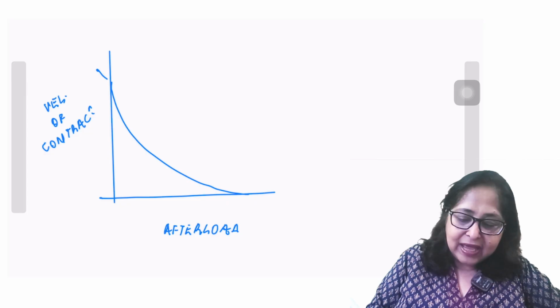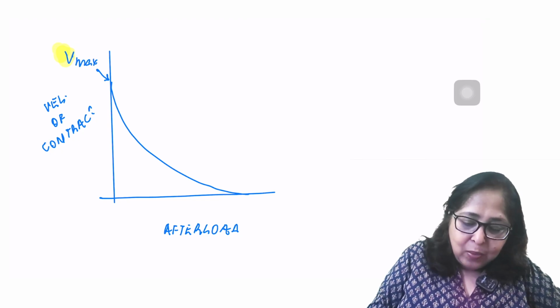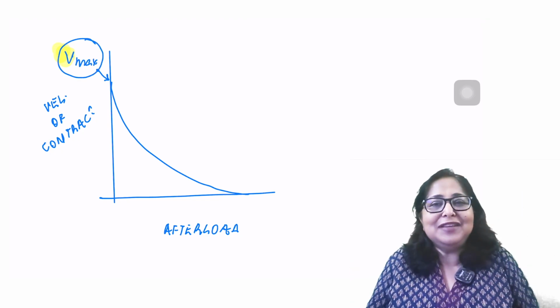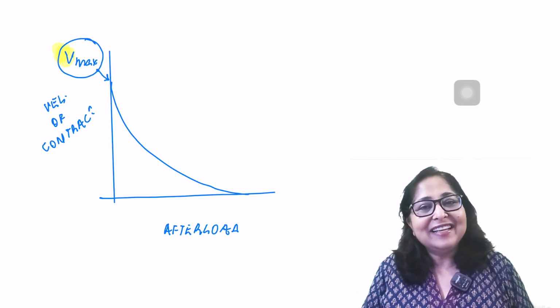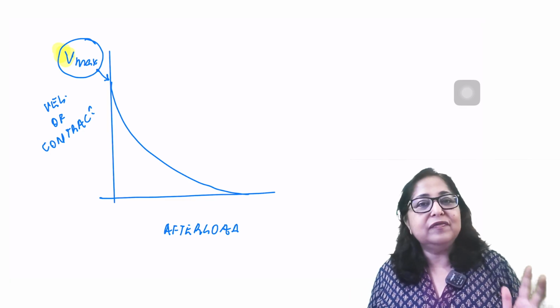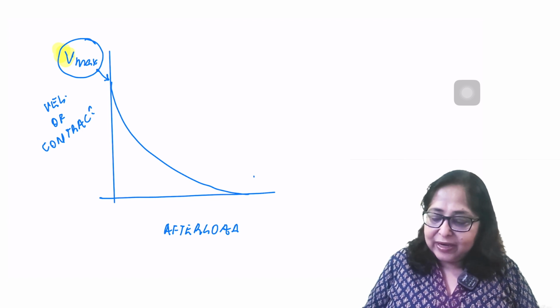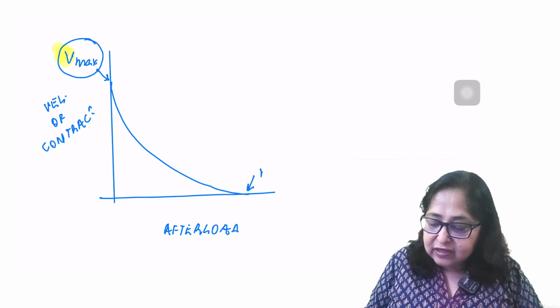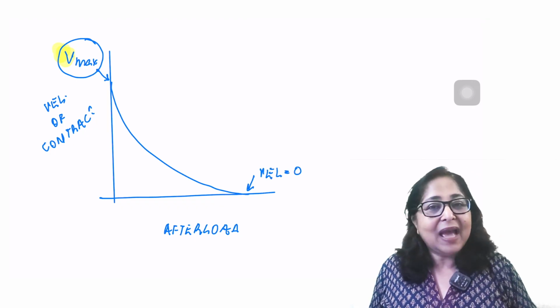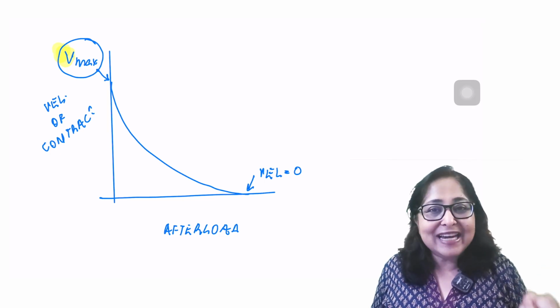This is what is known as Vmax. And when do I get a Vmax? When the afterload is 0. When there is no afterload, I get a maximum velocity. If I keep increasing the afterload, the velocity will reduce. Right? At this point where the afterload is very high, velocity is 0. I am not able to lift that weight. Yes, there is no change in length here.